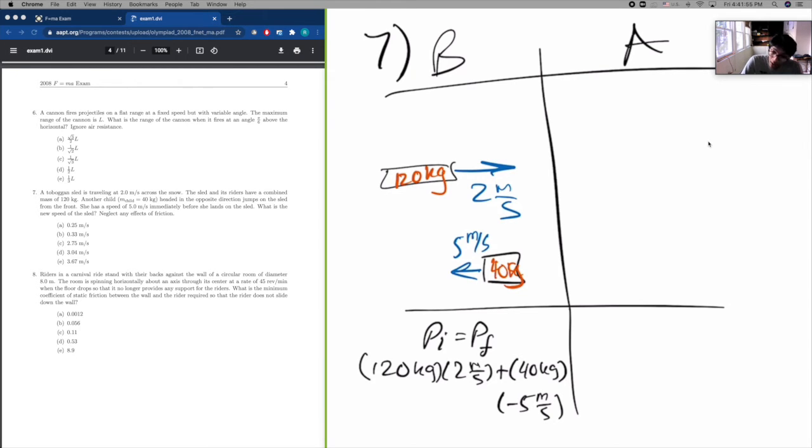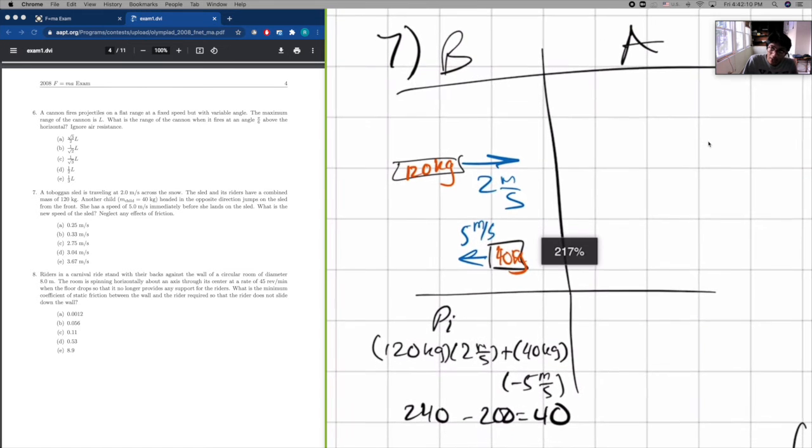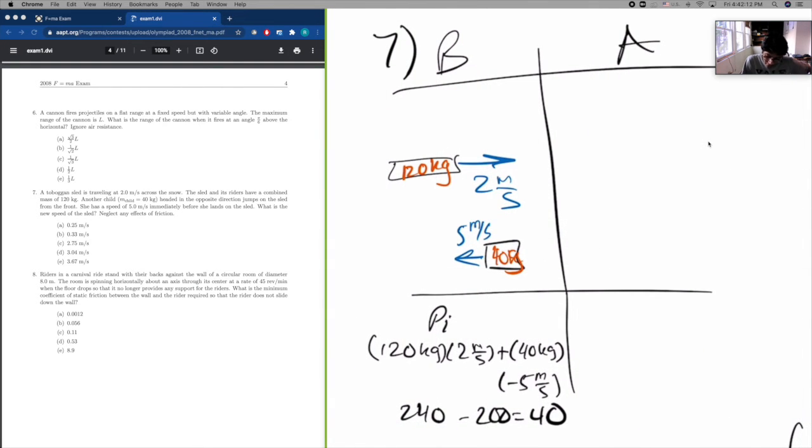And that's going to be equal to the final momentum. So let's first find the initial momentum. Plug and chug this in. That's going to be 240 minus 200, which is 40 for our initial momentum. And what's our final momentum going to be?